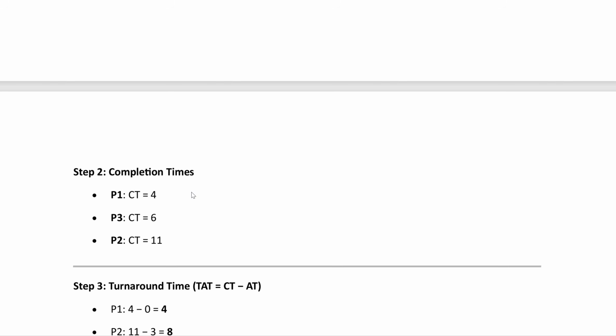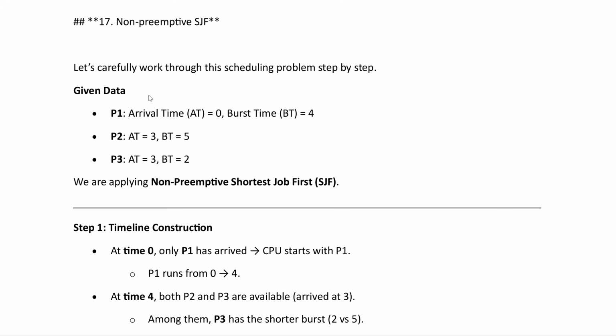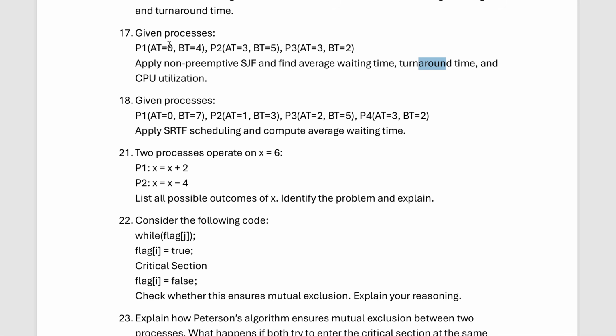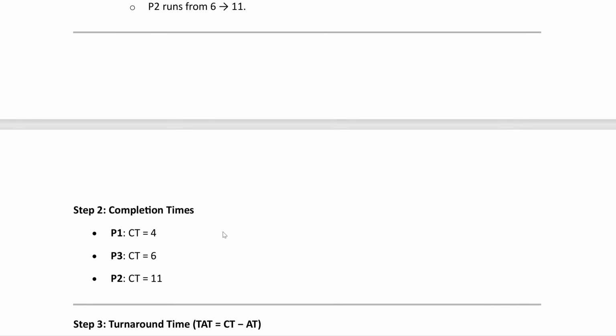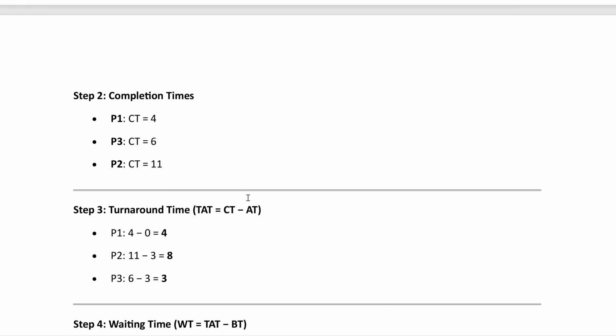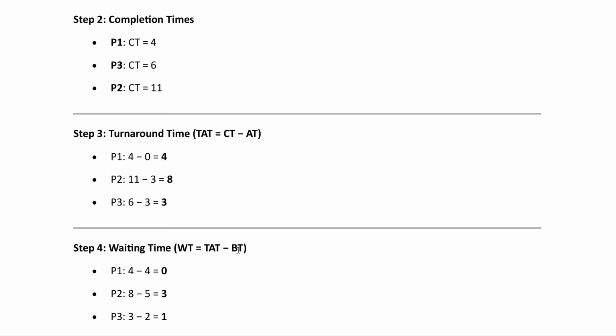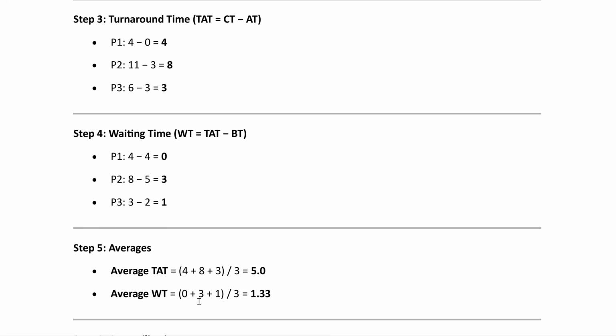So turnaround time can be easily computed by subtracting the arrival time from the completion time. The arrival time of each of the processes P1, P2, P3 has already been given to us. Then we can compute the waiting time. The waiting time formula is turnaround time minus burst time. Burst time is given to us and turnaround time we have already computed here, right? So we can compute the average of them by summing them and dividing by 3, right?